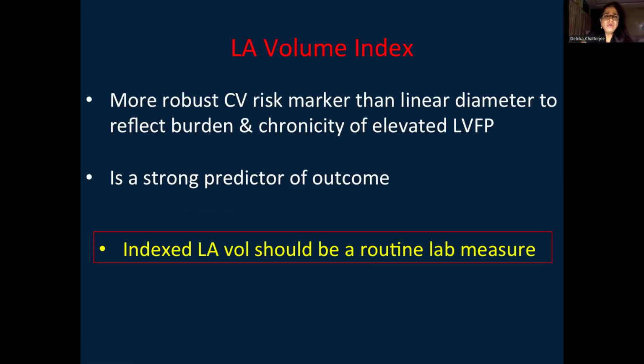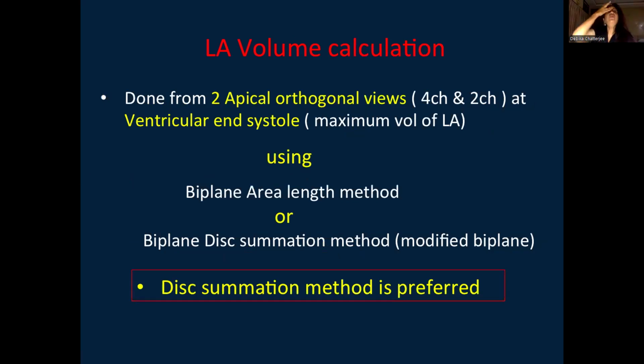It is the LA volume index which is a more robust cardiovascular risk marker than linear dimension to reflect the burden and chronicity of the elevated LV filling pressure. It is a strong predictor of outcome also. So measurement of the indexed LA volume should be a routine lab measure. So how do we do it?